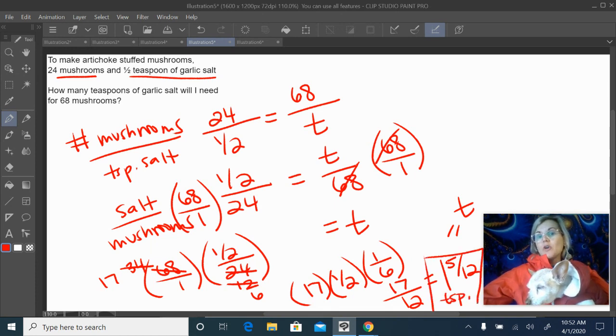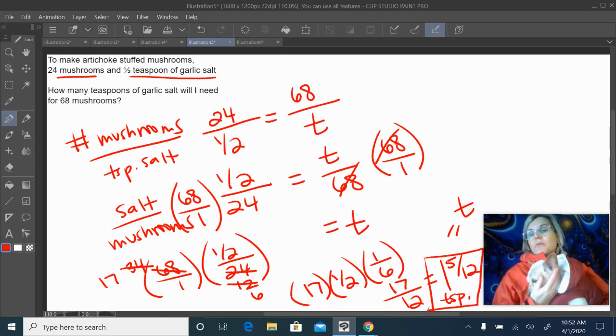So I hope this helps. It's a great thing to learn when you're cooking, and it's just fun to do some extra math.